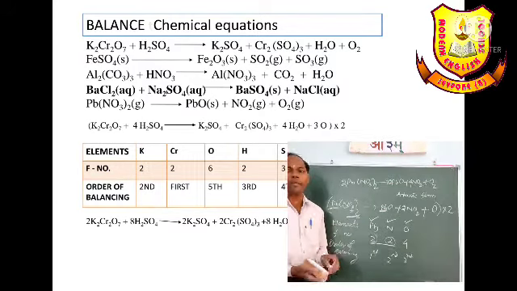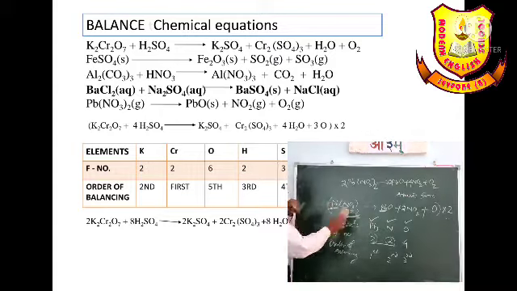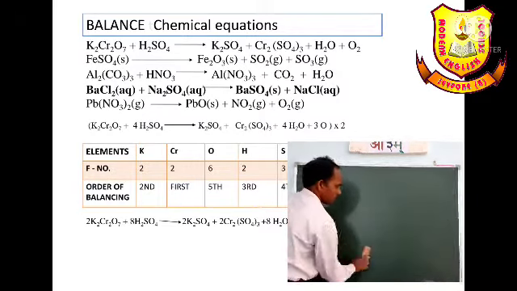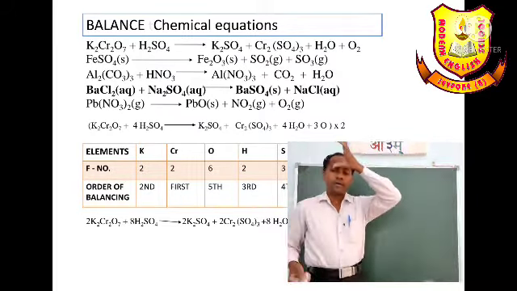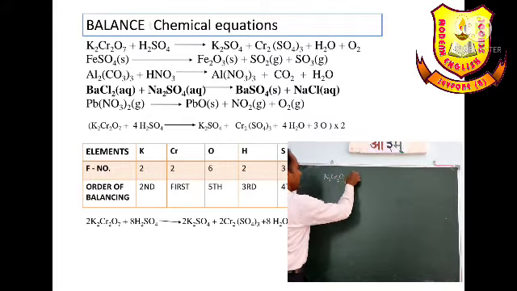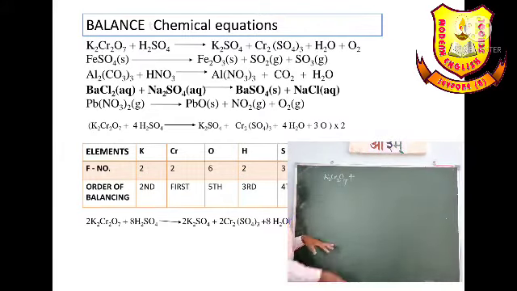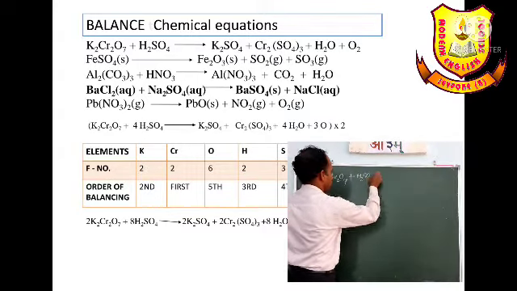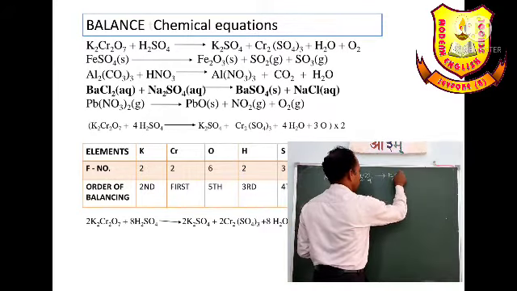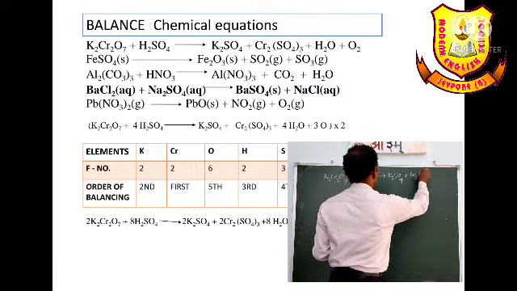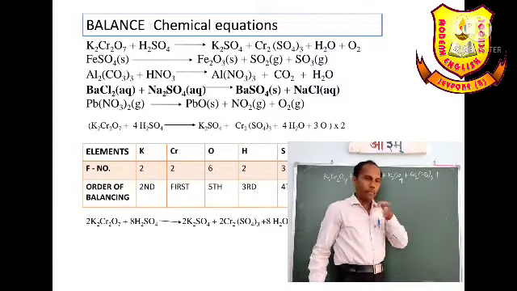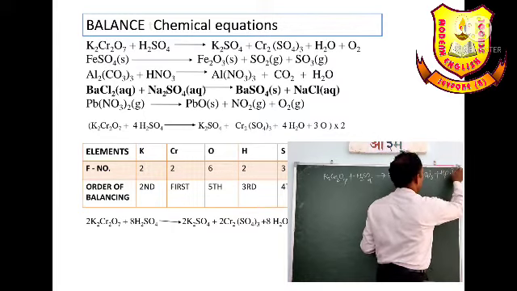Okay, another equation I am giving as an example. K2Cr2O7 plus H2SO4 produces K2SO4 plus Cr2(SO4)3 plus H2O plus O2.